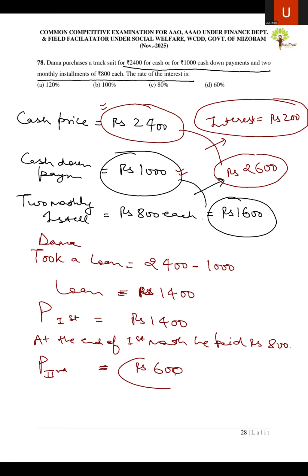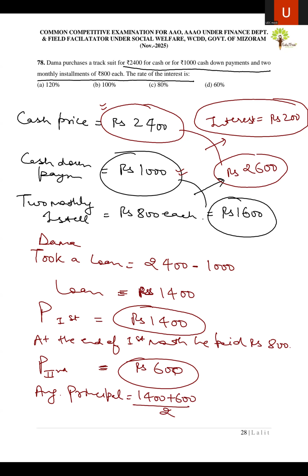All right, remaining. Principal at the starting of the first month is 1,400. So average principal is how much? 1,400 plus 600 divided by 2. We got 2,000 by 2, that is 1,000. So 1,000 rupees is the average principal. This is what you have to understand. And this is the only concept in such kind of questions.